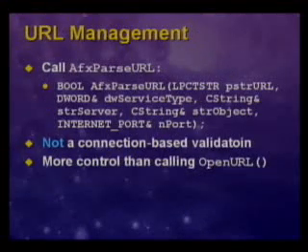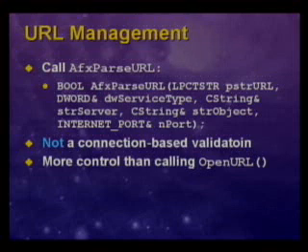AfxParseURL will help you parse a URL and get components of it. So you can provide a URL, and find out the service type, the server, the object, and the port number that was specified in the URL. This is not connection-based validation. It's also not spelling-based validation. If you specify a totally bogus server name and we don't know whether that server exists or not, we're still going to say that looks like a good URL to me. It's a good URL syntactically, but semantically it might not be. So you might have to actually try to connect to it before you end up getting a failure.